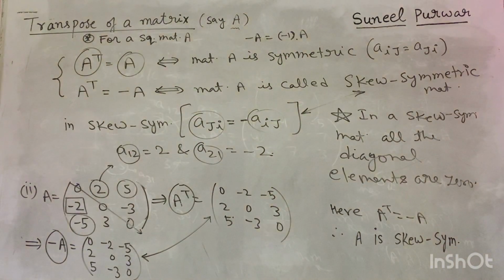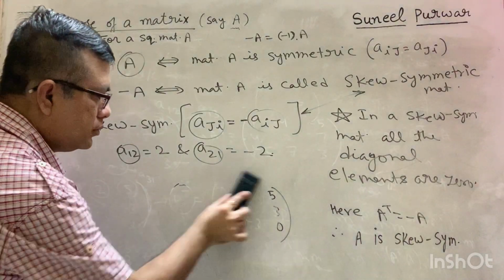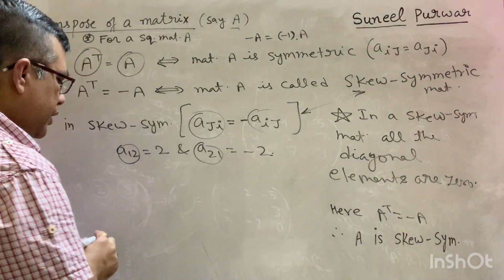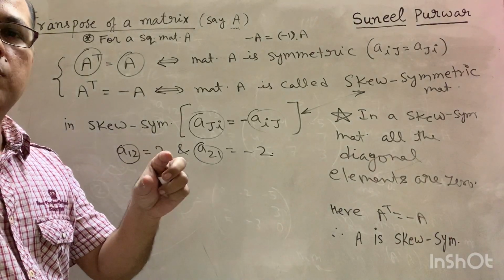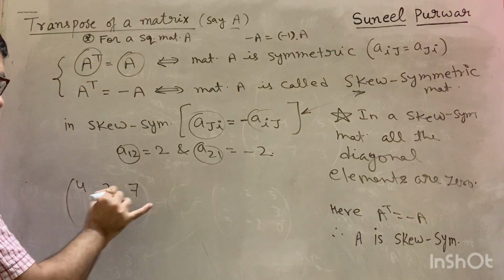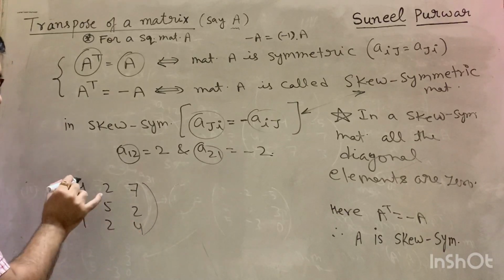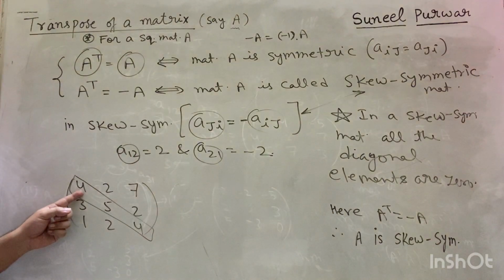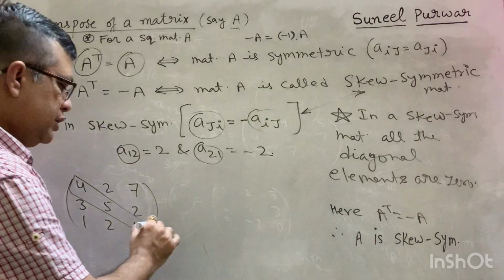Why? The question is why? You see, for diagonal elements, what are the locations? A11, first row, first column. You can see, write anything randomly: 3, 5, 2, 1, 2, 4. So these are your diagonal elements. And what are their locations? First row, first column; second row, second column; third row, third column. That means for diagonal elements, J is equal to I.